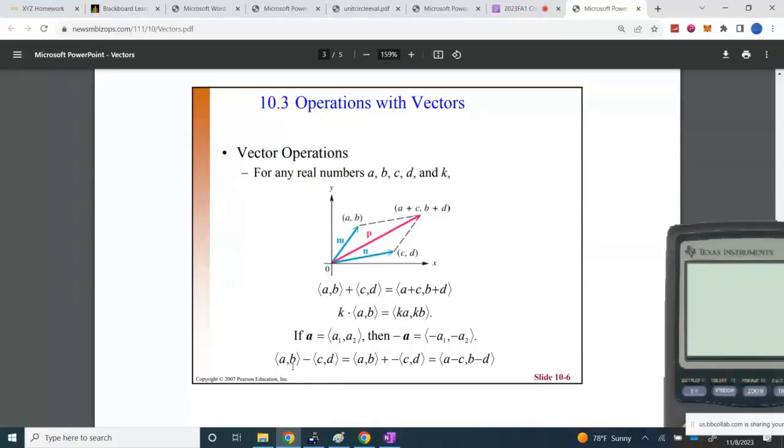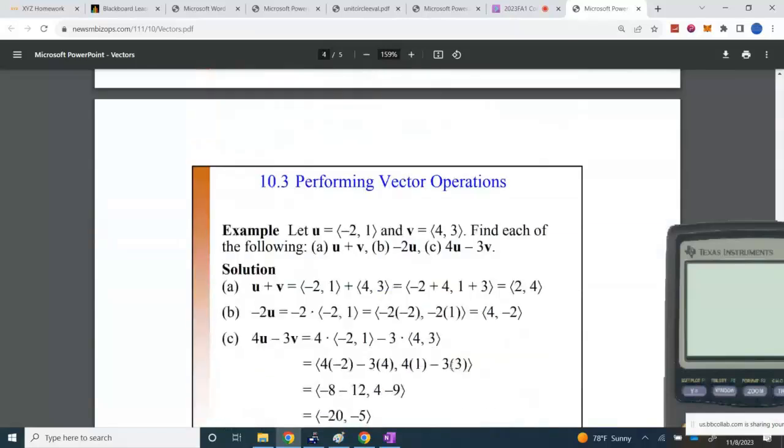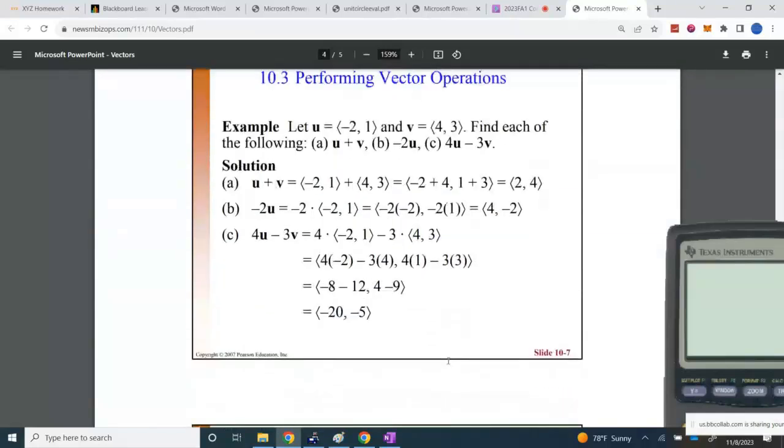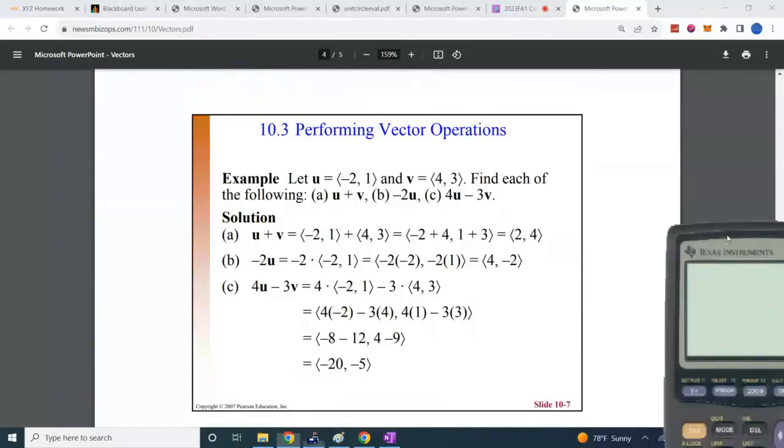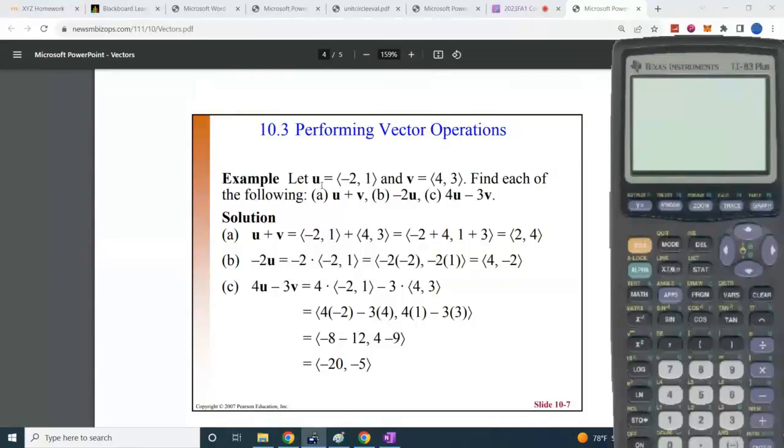There are also formulas to subtract. A comma B minus C comma D: you can subtract your horizontal components and you can subtract your vertical components. So let's take a look at an example. It says let U equal negative 2 comma 1 and V equal 4 comma 3. We're asked to find each of the following: U plus V, negative 2U, and 4U minus 3V.